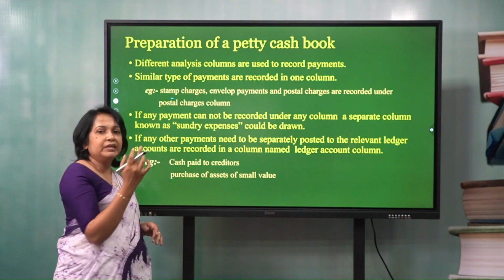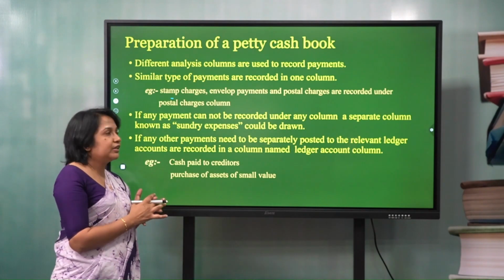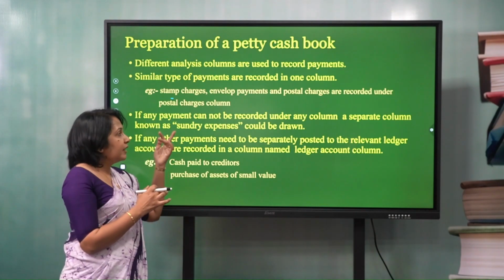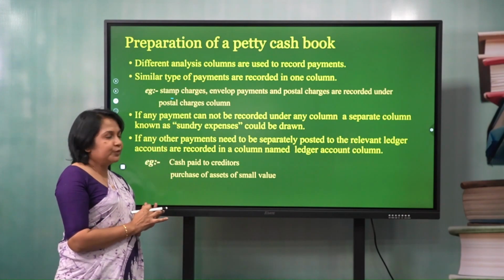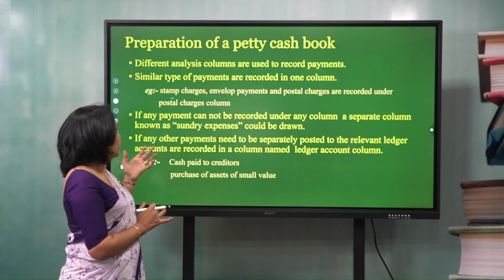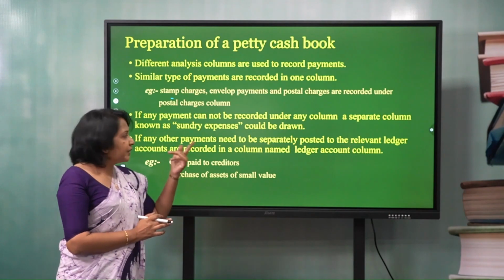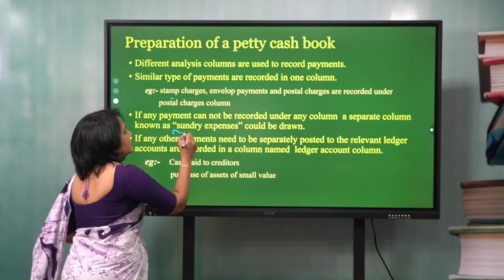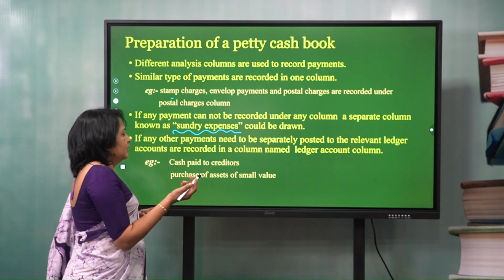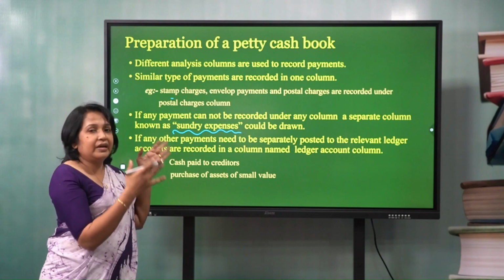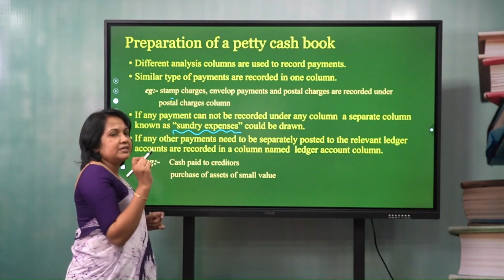Now think about traveling, three-wheel charges, bus fare, and all those kinds of traveling expenses. We record them under another column named traveling expenses. Like that, we use separate columns in the petty cash book to show expenses. And children, if any payment cannot be recorded under any column, a separate column known as sundry expenses would be drawn. If there's any other expense we cannot include in other columns, we have to use another separate column named sundry expenses.